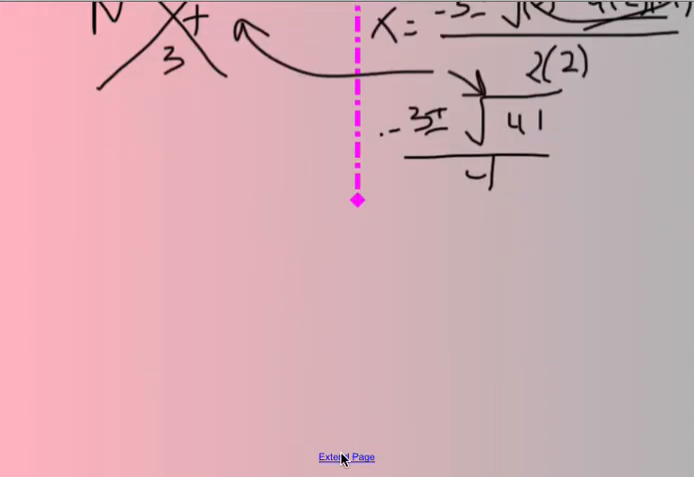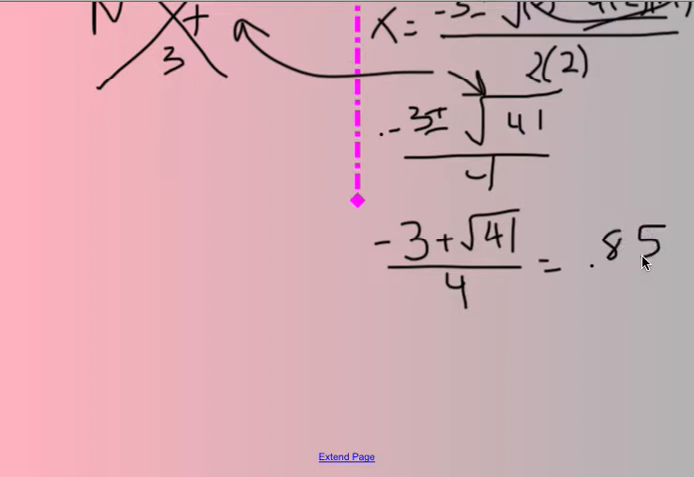So I'm just going to put that in as a radical. So I'm going to do negative 3 plus the square root of 41 divided by 4. So the best way to put that into your calculator would be to do negative 3 plus the square root of 41. Then hit enter, get that answer, and divide it by 4. And when you do that, you end up getting 0.85.